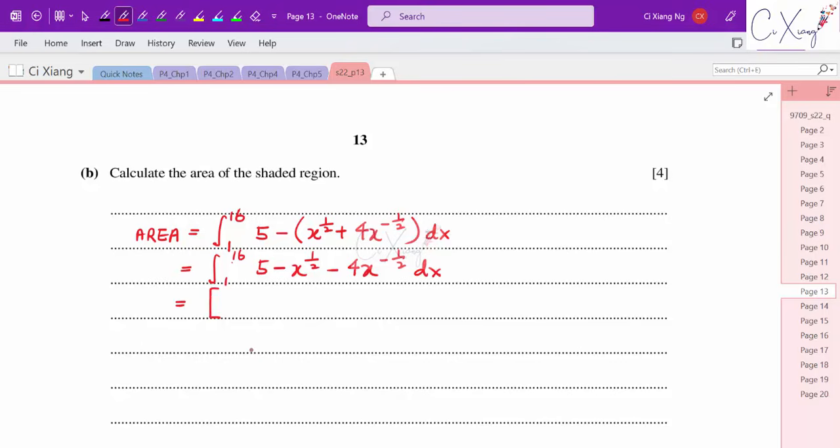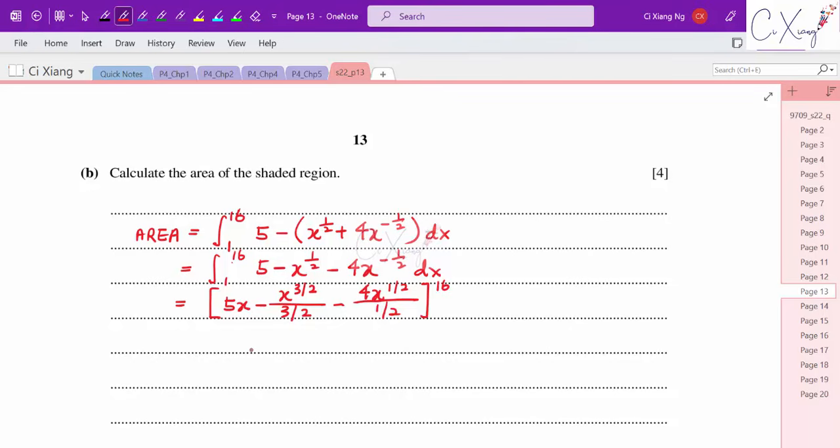Okay, so I can start the integration. 5 is a constant, so if you integrate, you'll get 5x to the power 1. For x to the power half, you take the original power, add 1, so you have 3 over 2. Then you divide it by the new power 3 over 2. Copy the constant 4, take the old power negative half plus 1, so you get positive half. Then you have to divide it by the new power half.